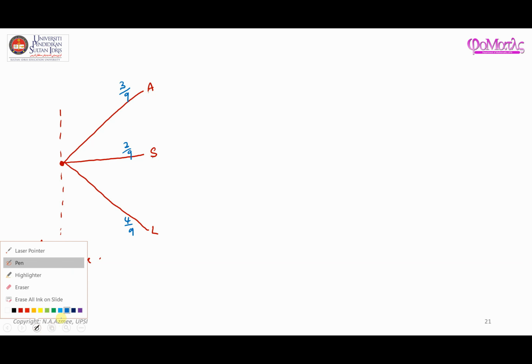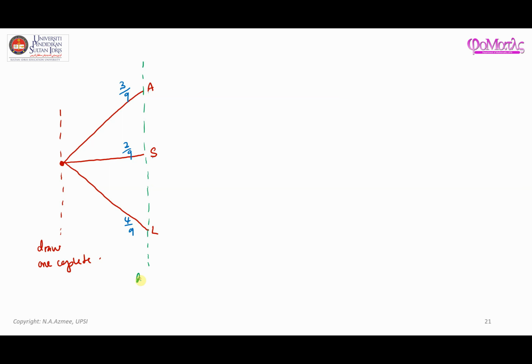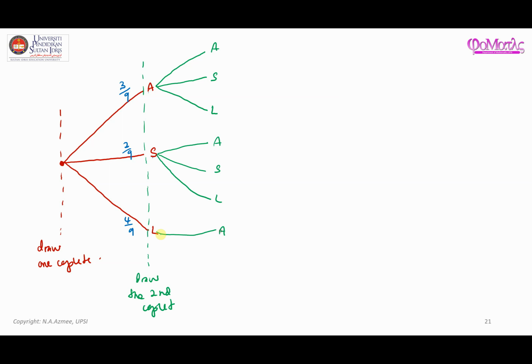Next, we are going to continue our process with drawing another caplet, also at random. So we draw the second caplet, and the result that you might get is going to be either aspirin, sedative, or laxative. Similarly, for this one, you may get aspirin, sedative, or laxative. This one is also the same thing.